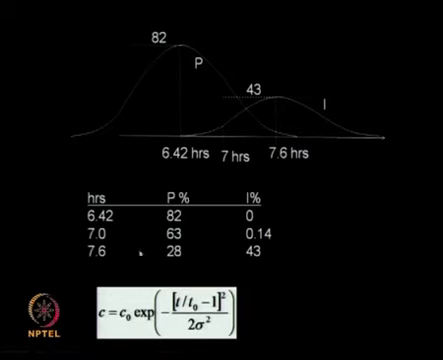Now we can make use of these equations, right. By making use of this equation, what can we calculate? We can calculate sigma for protein, we can calculate sigma for impurity, correct. So we can use these equations, we can calculate sigma for the protein because we know the T naught for the protein, which is 6.42 hours. We know the T naught for the impurity, which is 7.6 hours, and by using these two T naughts, we can calculate corresponding sigmas for protein as well as for the impurity. That is what we are going to do now.